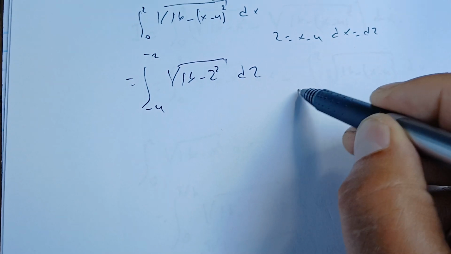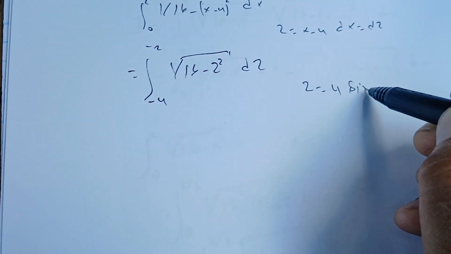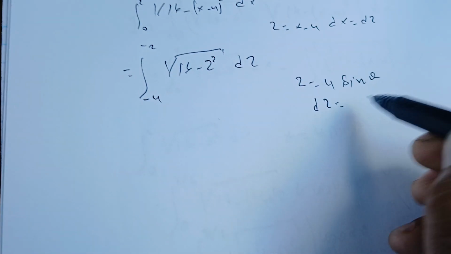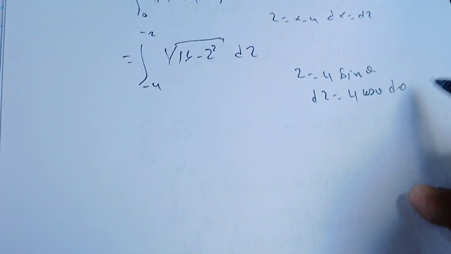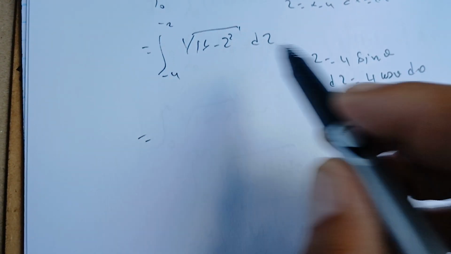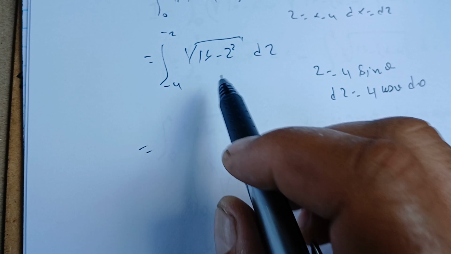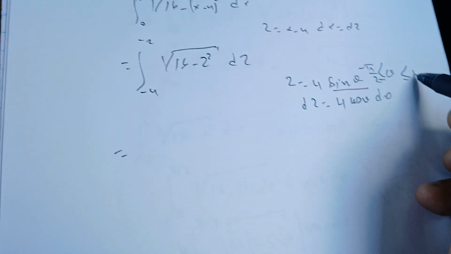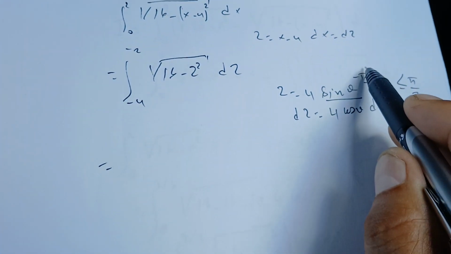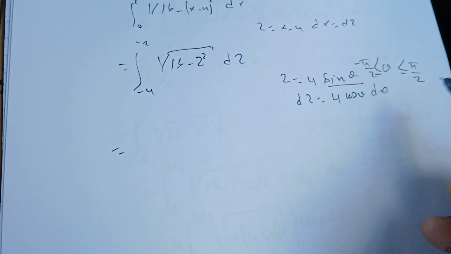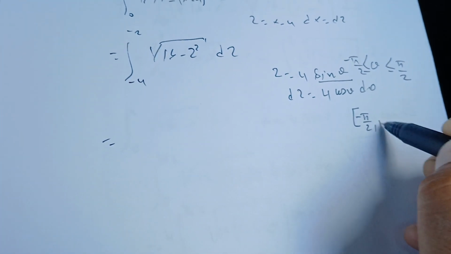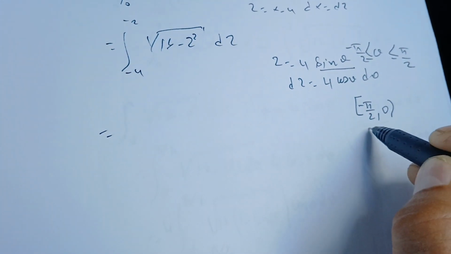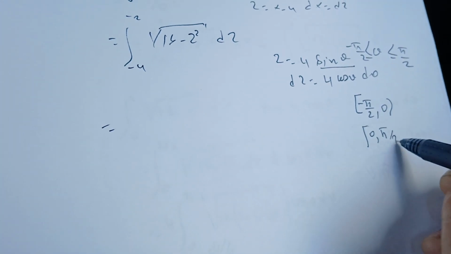We're going to let z is 4 sine theta. We have dz is 4 cosine theta d theta. Okay, and we need to be careful to the bounds here, because when we do this change, theta is between minus pi over 2 and pi over 2. So every angle that's negative has to be expressed in this interval, between minus pi over 2 and 0, and everything that's positive has to be expressed between 0 and pi over 2.